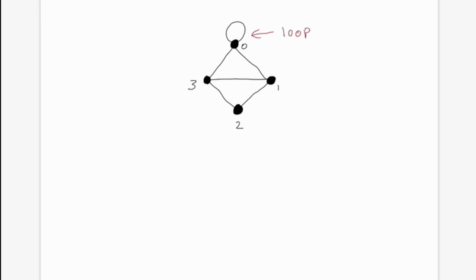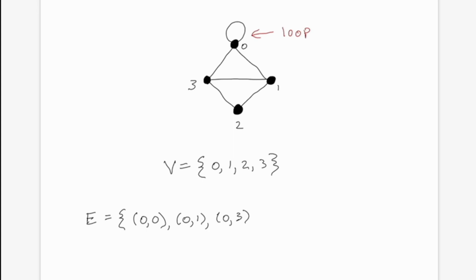Let's write out the vertex and edge sets for this graph. Our vertex set V, again, has 4 elements: 0, 1, 2, and 3. And our edge set has 6 elements. We have the edge (0, 0), representing the loop, the edge (0, 1), the edge (0, 3), the edge (1, 3), the edge (1, 2), and the edge (2, 3).